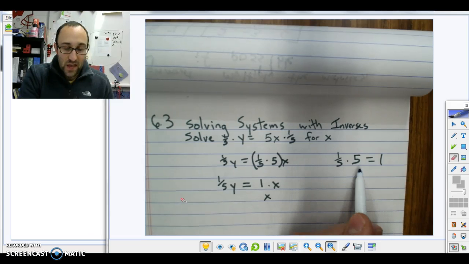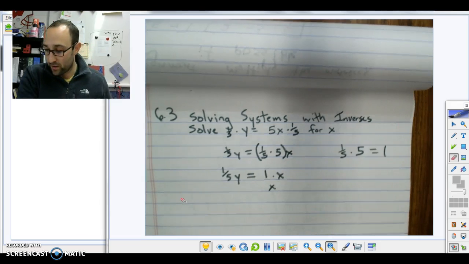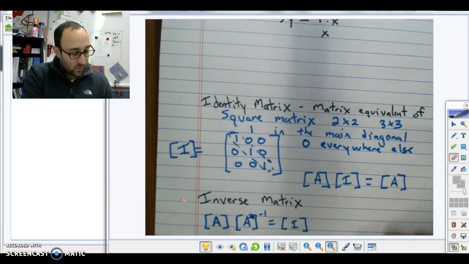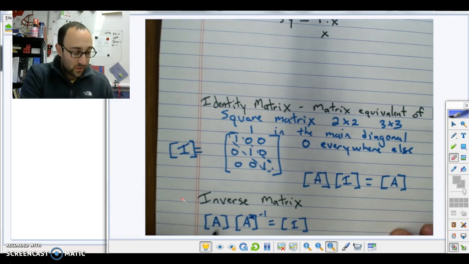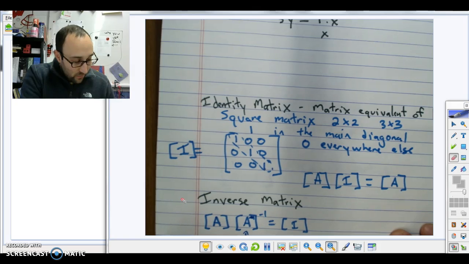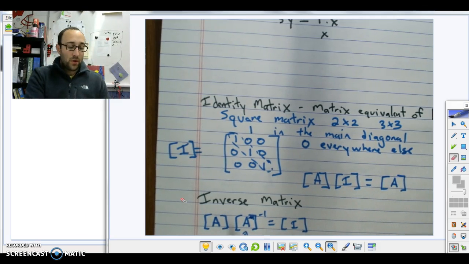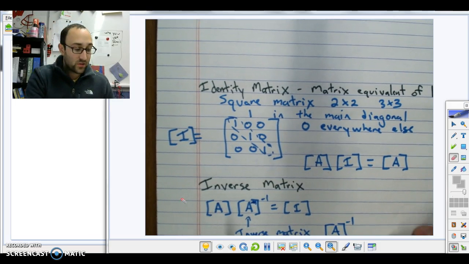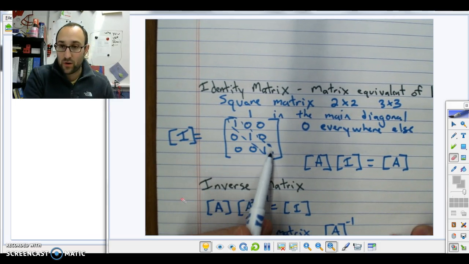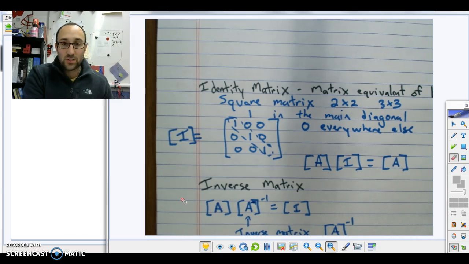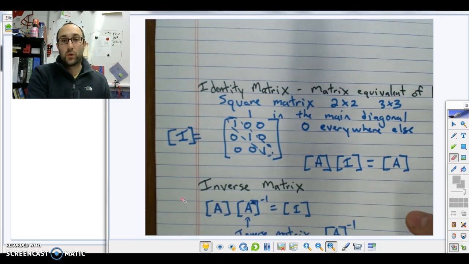Same way that 1/5 times 5 equals 1. So the original matrix A, and this one right here is the inverse matrix. Again, it's written as A to the negative 1. When they multiply together, you get 1, 0, 0, 1, or any equivalent if it's a 3 by 3 or a 4 by 4 or a 5 by 5. Most people will be dealing with 2 by 2s, maybe a few 3 by 3s.